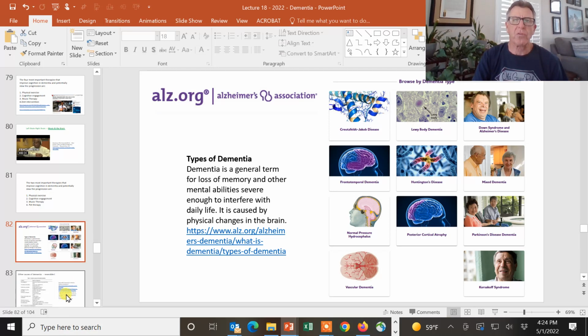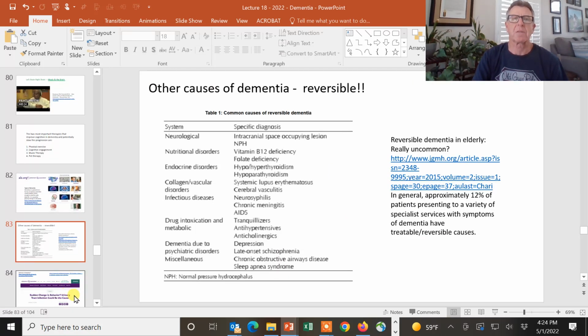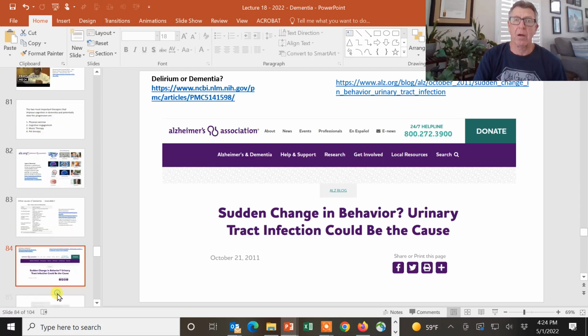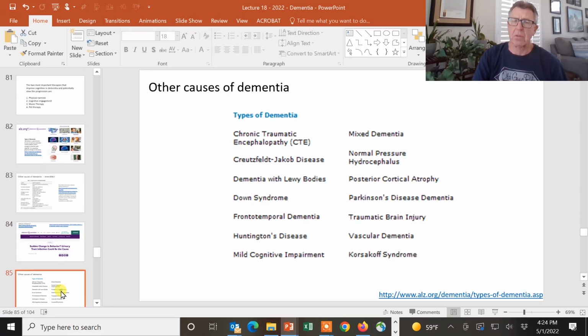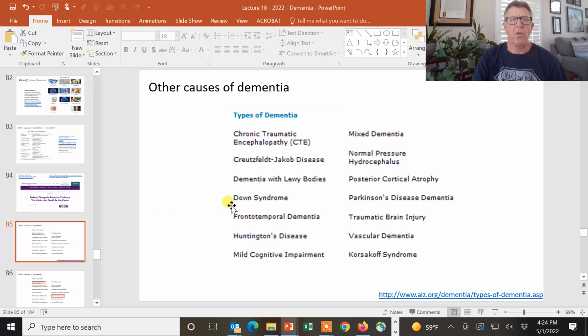All right, so this goes through all the other types of dementias. Remember your reversible dementias, I've been hammering home on that. Could it be just a urinary tract infection? My dad had bad dementia, and he just basically had a kidney stone in his kidneys, and once they cleared the kidney stone, he got better. All right, these are other forms of dementia.